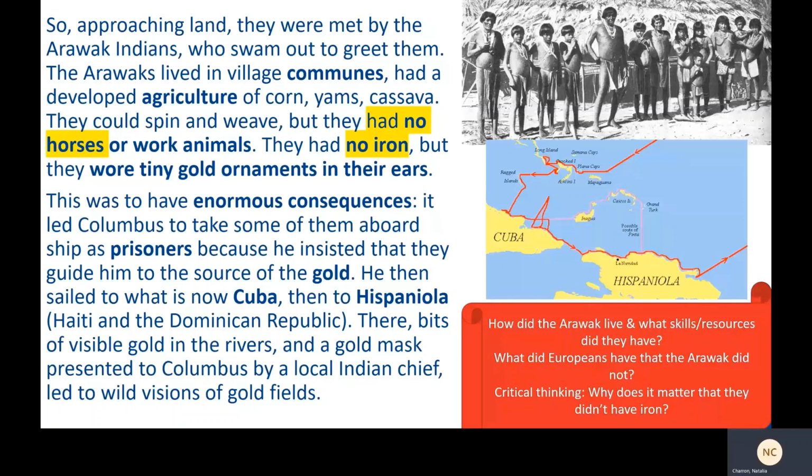It led Columbus to take some of them aboard ship as prisoners because he insisted they guide him to the source of the gold. He then sailed to what is now Cuba, then to Hispaniola, which is now Haiti and the Dominican Republic. There, bits of visible gold in the rivers and a gold mask presented to Columbus by a local Indian chief led to wild visions of gold fields.